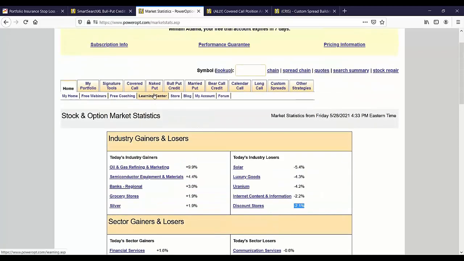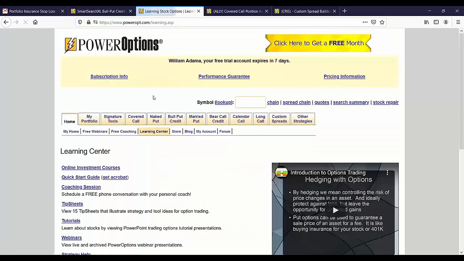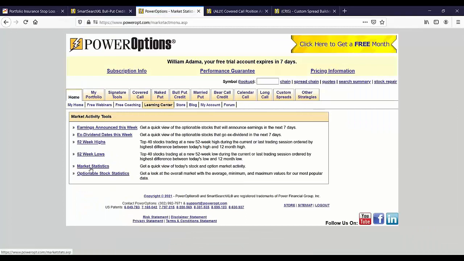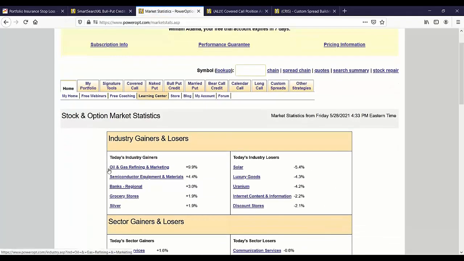And the two ways to do that is you can go right into the Learning Center under the Home tab, and you can go into the market activity and market statistics. This would be the market statistics, I believe, that we were looking at. Or you could link to it right from those direct pods on the main homepage as you set that up. Yeah, there's your industry gainers and losers there as well.